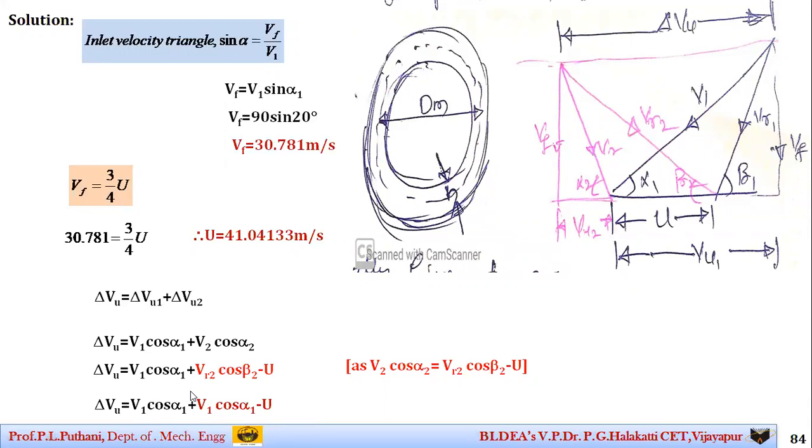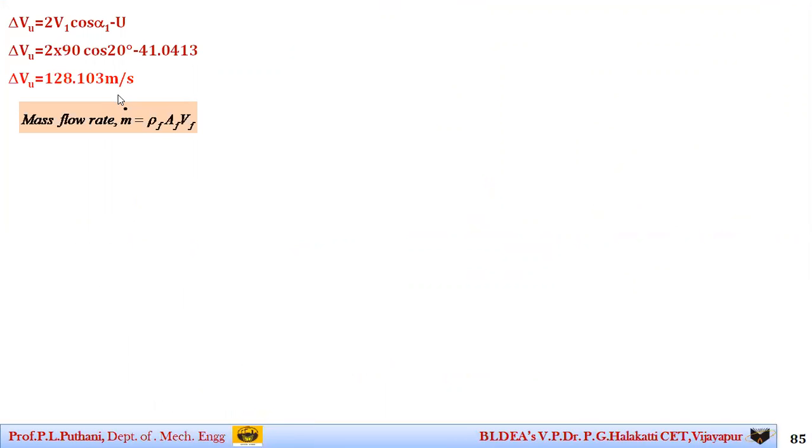V1 value is given to us, alpha 1 is given to us, U we have just calculated. So the value of delta VU, we get it as 128.103 meters per second. To find the mass flow rate, you know the equation. We are using m dot = rho f AF into velocity of flow. So velocity of flow is already given, you have calculated. So you can find out the value of density of the fluid. Then you need to find out the mass flow rate.